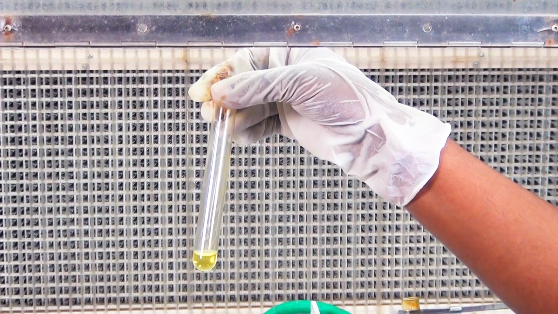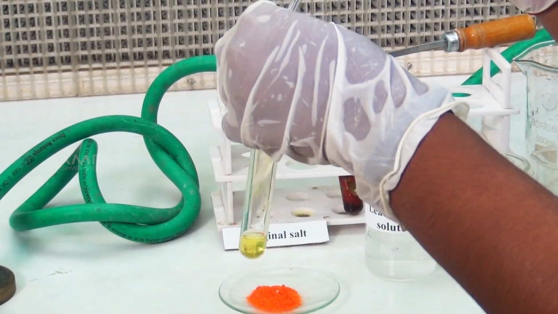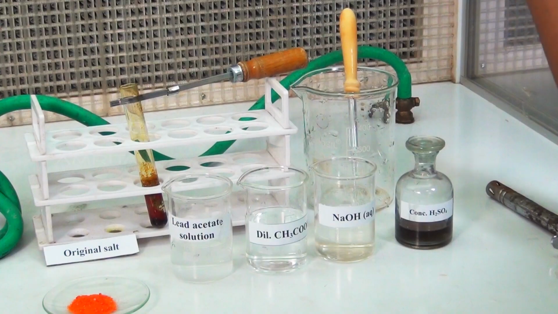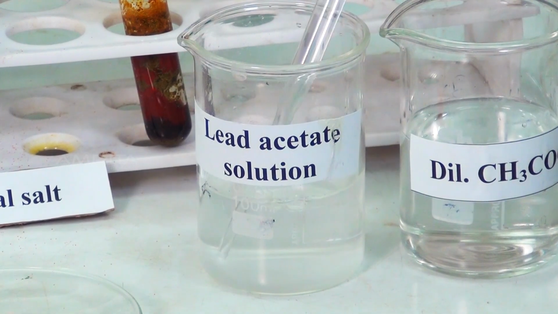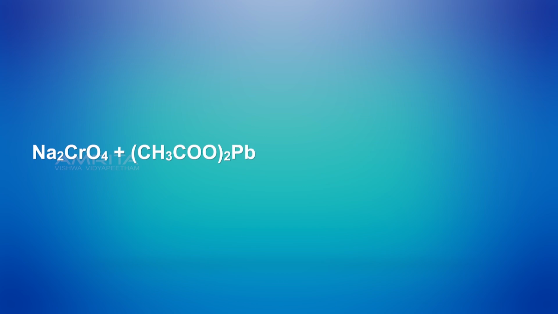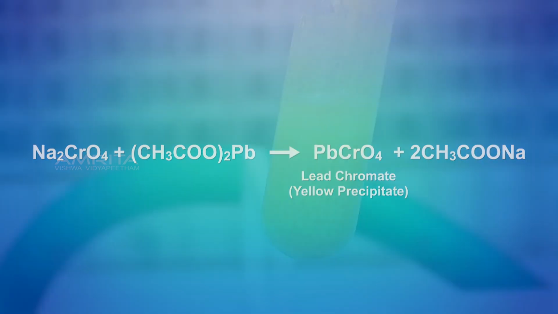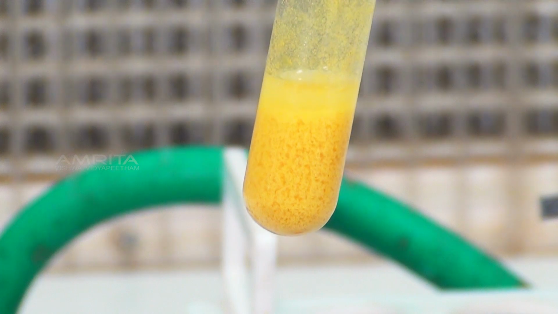To the yellow solution of sodium chromate, add a small volume of dilute acetic acid using a dropper. Then add a few drops of lead acetate solution using another dropper. Sodium chromate reacts with lead acetate in the presence of dilute acetic acid to form a yellow precipitate of lead chromate.